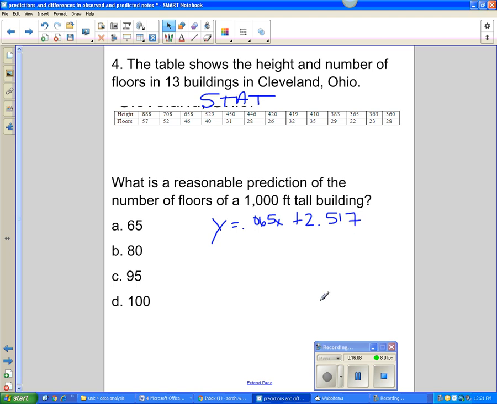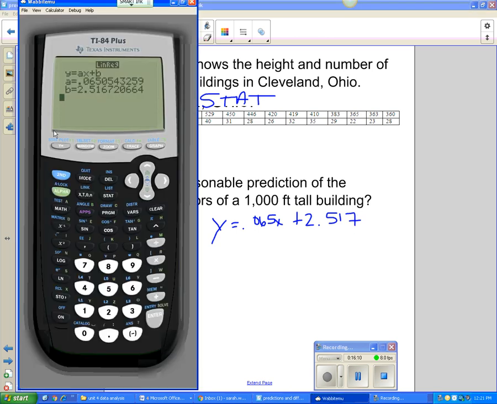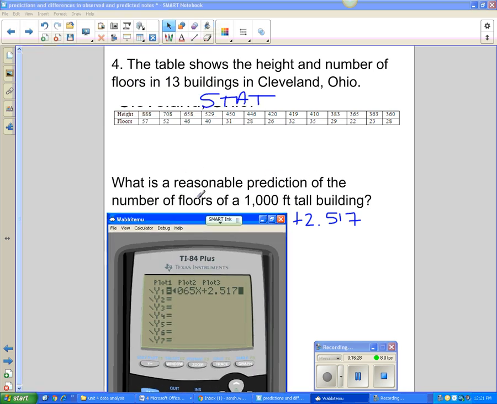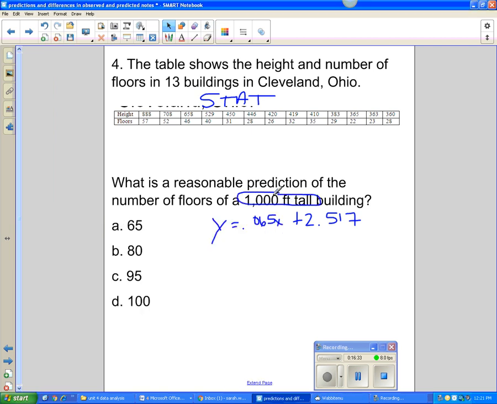All right, where are we going to go next? Good, we're going to hit the Y equals button, clear it out. 0.065x plus 2.517. All right, now we need to see what the question's asking. What would be a reasonable prediction of the number of floors of a 1,000-foot tall building? 1,000-foot tall is a height, so that's an X. So we need to go to 1,000 in our X column.